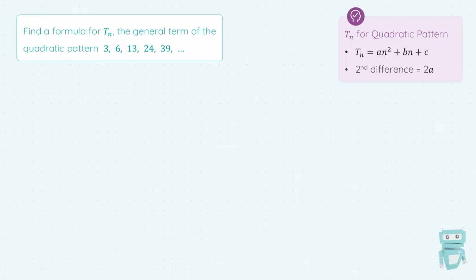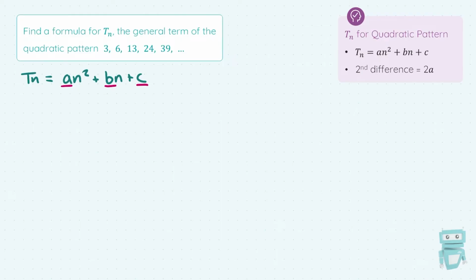Now the first thing is we're told that this is a quadratic pattern, which brings us to our steps. The first step of finding the Tn of a quadratic pattern is knowing that the Tn formula will look like this: an squared plus bn plus c. This is the general form of that pattern. And so what we'll have to do here is find numbers for a, b and c that give us the pattern above. So how are we going to do that?